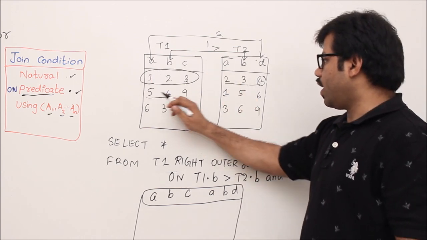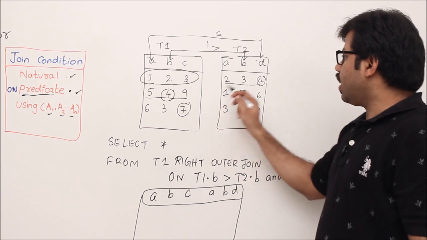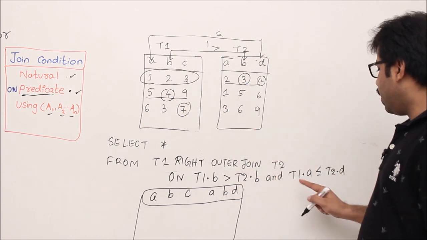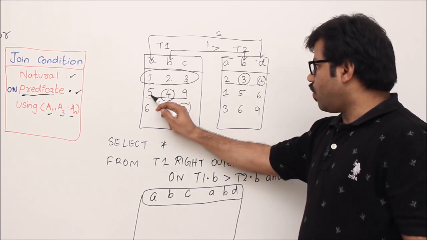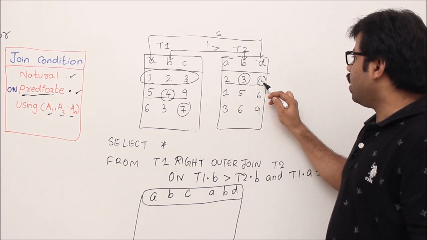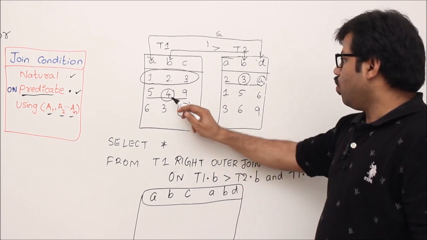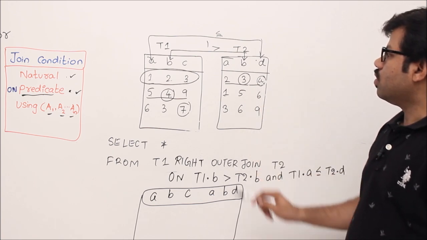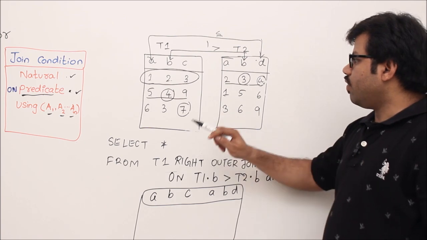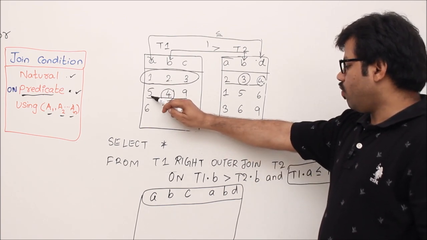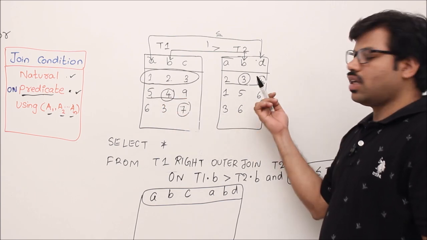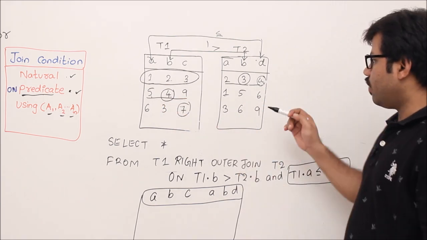Now we'll see 5, 4, 9. So here you see 4 greater than 3, correct. T1.B greater than T2.B, and T1.A, which is 5, less than or equal to T2.D. In this one, T2.D is 4, right? So that is what we have to check. T1.A less than or equal to T2.D. So T1.A, which is nothing but 5, is it less than or equal to T2.D, which is 4? 5 less than or equal to 4, false. So that will not be taken.